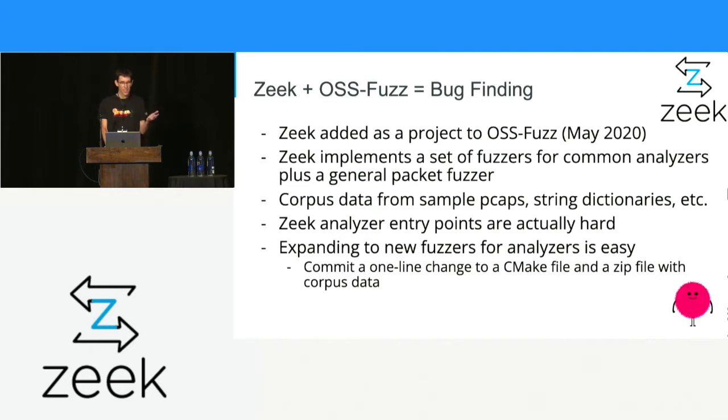So you take Zeek and you take OSS-Fuzz and you mash them together, and what you get out of that is bugs. Lots and lots of bugs.